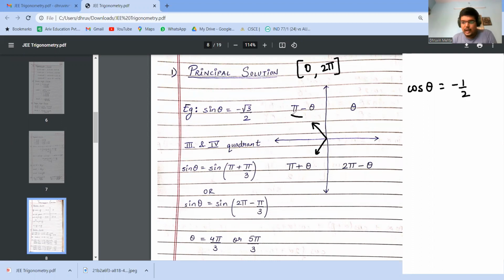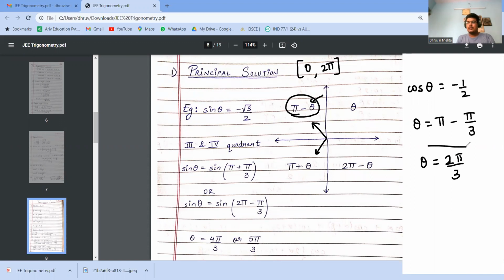Asha, in the second quadrant, how do we write the angle? Pi minus theta. Correct. So over here, the angle will be pi minus theta. Now for this theta, guys, you have to tell me cos of which angle is half. You should know cos of which angle is half. 60, meaning pi by 3. So it's going to be pi by 3. Pi minus pi by 3. So this is the first answer: theta is equal to 2 pi by 3.